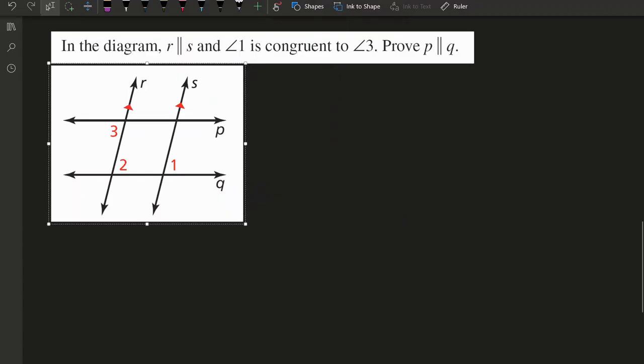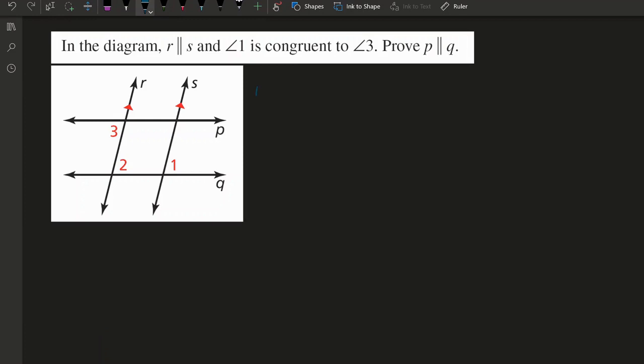Hello students, today we're going to do an example of a proof with parallel lines. So in this figure we're told that R is parallel to S and angle 1 is congruent to angle 3, and we want to prove that P is parallel to Q. So the first thing that I want to do is state the given information.